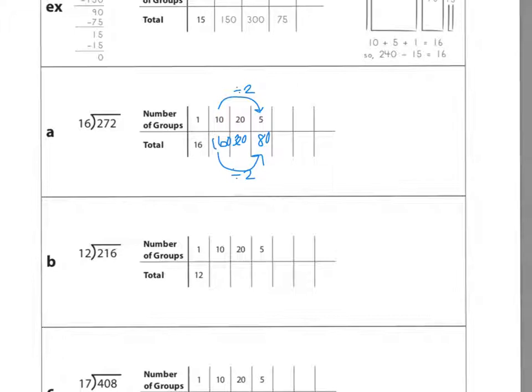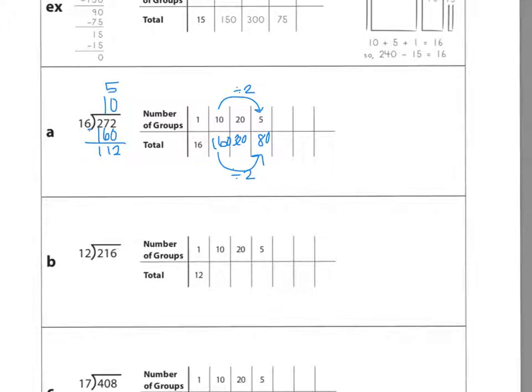So I'm thinking, how many groups of 16 can I subtract from 272? Well, 20 groups is too much, so that's 320. I'm going to go with 10 groups. So 10 groups is 160, and I subtract. 2 minus 0 is 2, 7 minus 6 is 1, 2 minus 1 is 1, and I'm left with 112. How many groups of 16 can I subtract now? That's right, 5 groups.